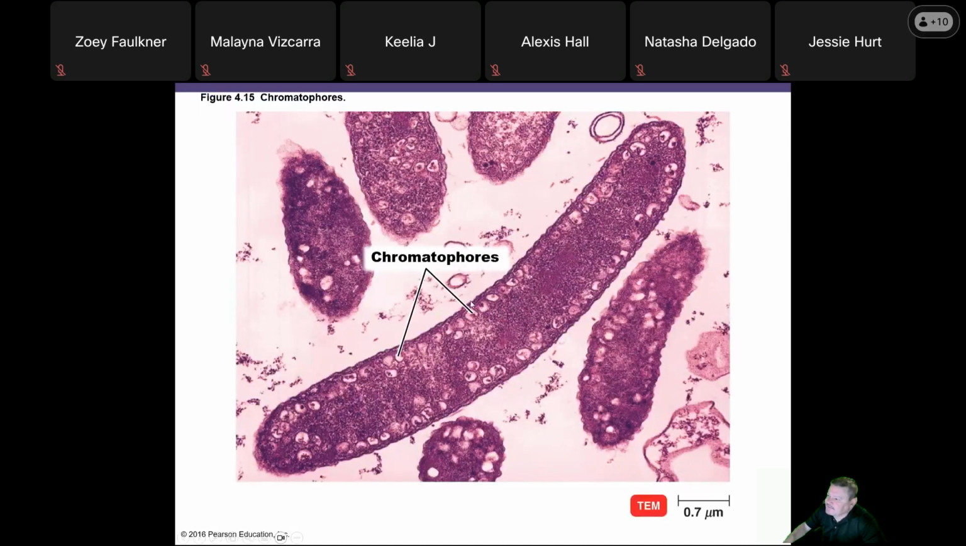And there you can see the chromatophores. Again, these would be involved in photosynthesis in some bacteria, not all. Only some can carry out photosynthesis.